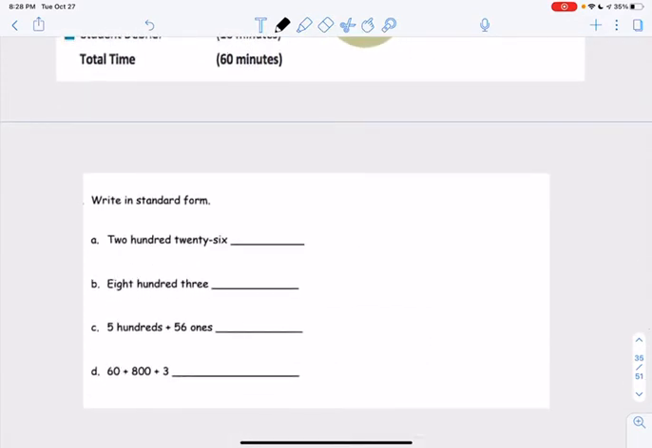The first one says write in standard form. So we have a number here. I'm going to go ahead and let you think about what this number is, and then I will read it. This number is 226. So we have 200. I heard the words 200. I heard the word 20. And I heard the word 6. So if we combine all those together, we get 226.